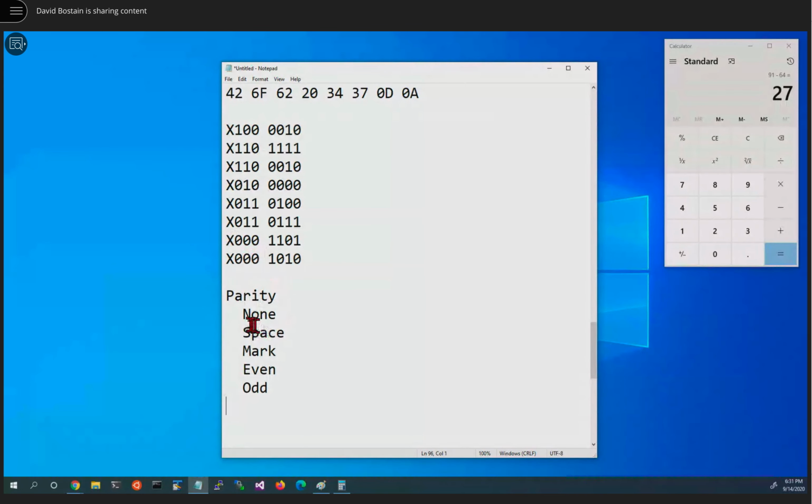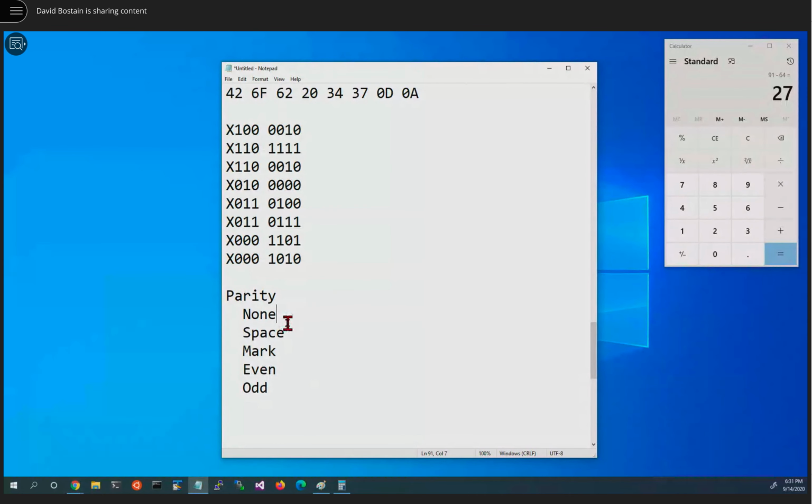Now, the first one will allow us, on machines that can do it, to only send 7 bits in a group. We don't worry about there being 8 bits. The receiver knows it's only going to get 7, and it knows what to do with that missing 8th bit on its own.